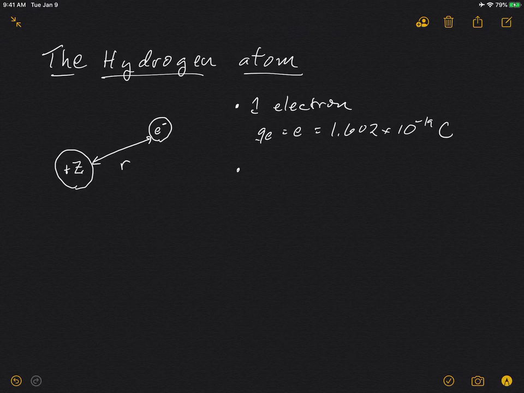So we have one electron, one nucleus. And in the case of hydrogen, the nucleus would just be a proton, and the charge would be plus E. But we can also generalize and look at other hydrogen-like atom ions, like we could look at, say, helium plus or lithium 2 plus, using essentially the same model by just extending the charge to be plus Z times E, where Z is the atomic number.